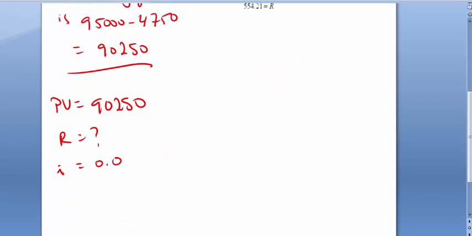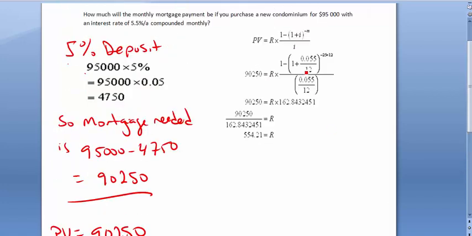So 0.055 divided by 12. Okay, if you work it out, it actually ends up being an ugly number, right? 0.055 divided by 12 is 0.004583333. So we can use that number, or we can use a rounded one, which is a bit rounded compared to what's up here, because they didn't use the rounding.